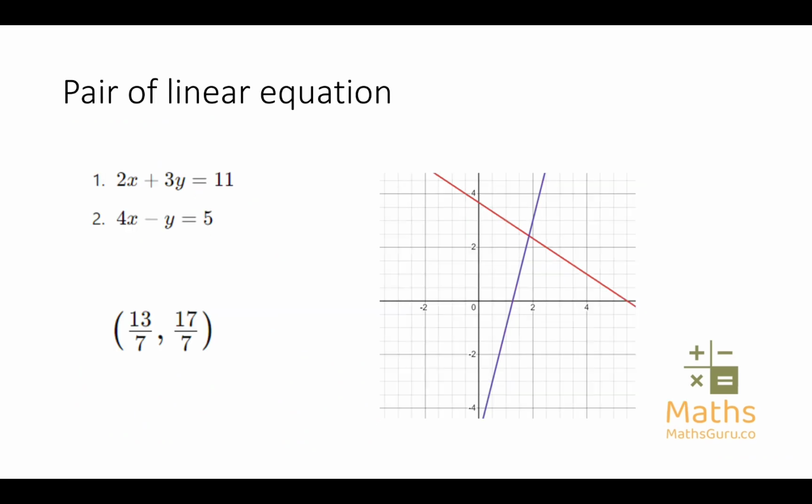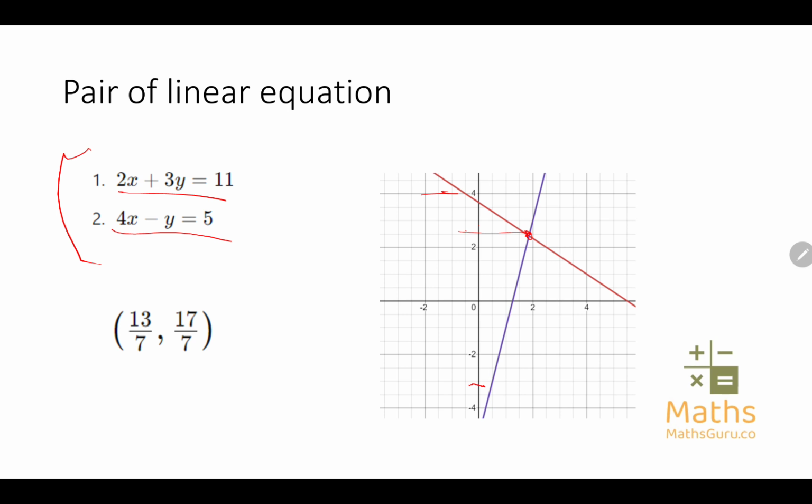Let's take the example of a pair of linear equations, which means two equations. Here you can plot them: 2x plus 3y equals 11, and 4x minus y equals 5. You can see that these two lines intersect at x equals 13 by 7, which is just less than 2 because 14 by 7 is 2, and 17 by 7 on the y-axis, which is less than 3.